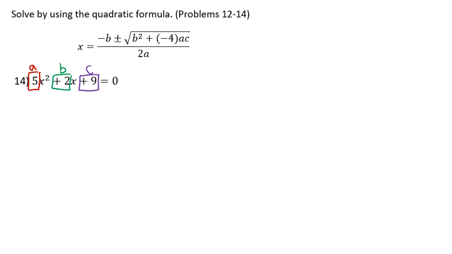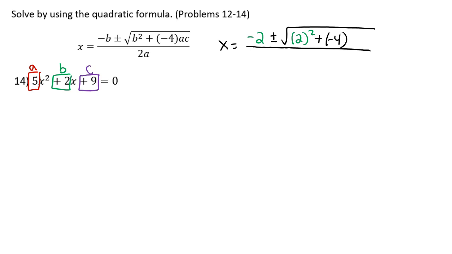So if we go ahead and plug it in, we're going to have x equals, once again, we have a negative b for our formula. Our b is a positive 2, so it's going to turn into a negative 2, plus and minus the square root of. And then we have b squared, so we're going to have 2 squared plus -4 times a, which is 5, times c, which is 9, all over 2 times a, which is 5.